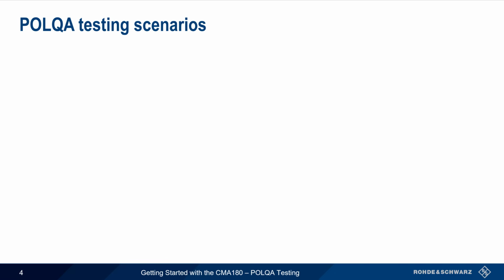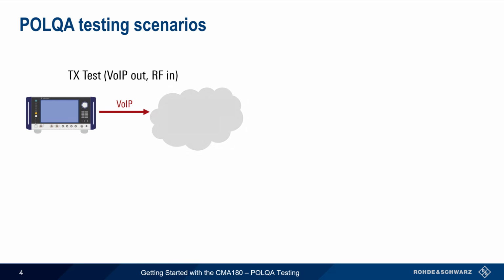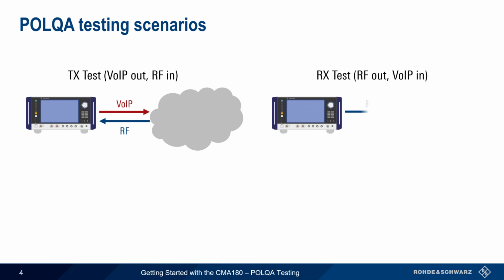POLQA testing can be grouped into three general types of scenarios. In a TX or transmit test, the CMA sends VoIP packets to the device or network under test and compares the audio in these transmitted packets to the demodulated audio from a received RF signal. A RX or receive test is similar, except that in this case the CMA transmits an audio-modulated RF signal and receives VoIP packets containing the degraded audio.